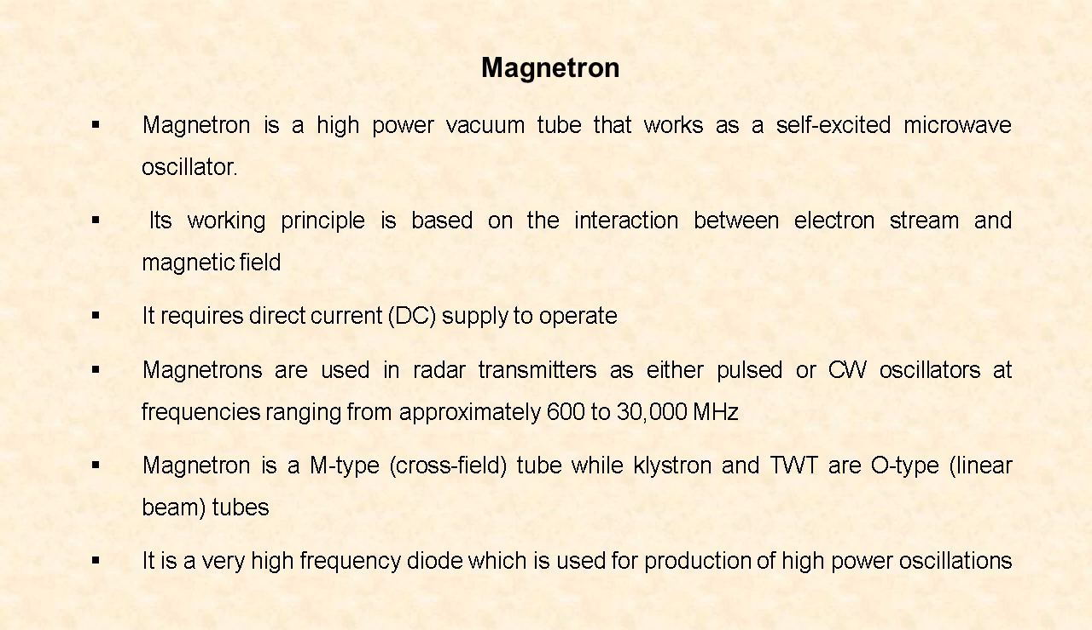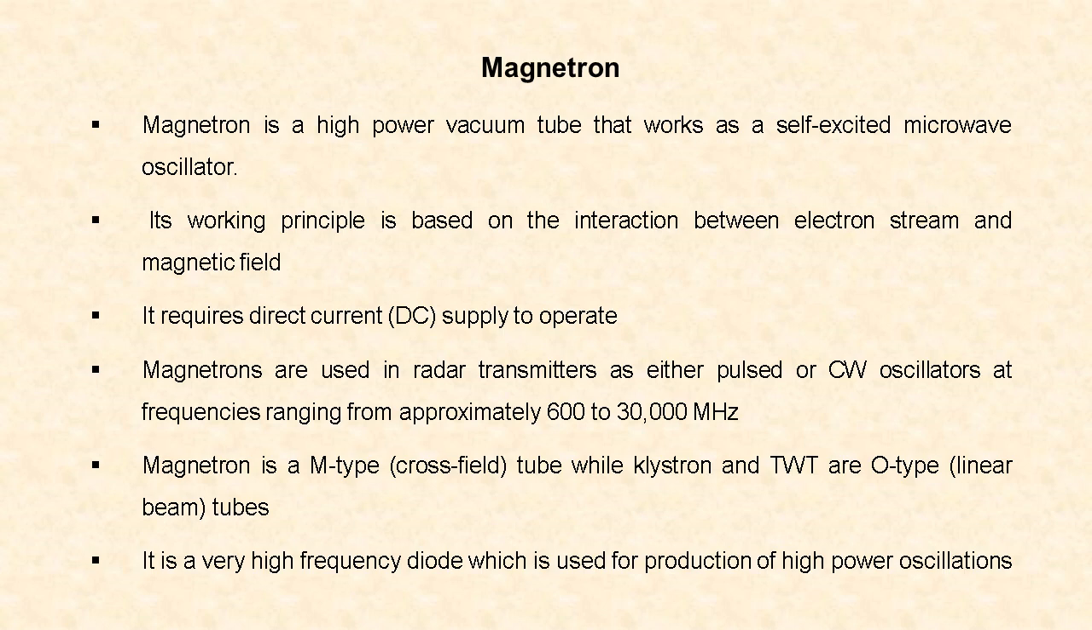This magnetron requires only direct current supply, that is DC supply, to operate, not AC. AC means alternating current supply. Direct current, that is DC, remains constant over time, maintaining a consistent positive value. The frequency range of magnetron is from 600 to 30,000 MHz, that is 30 GHz.